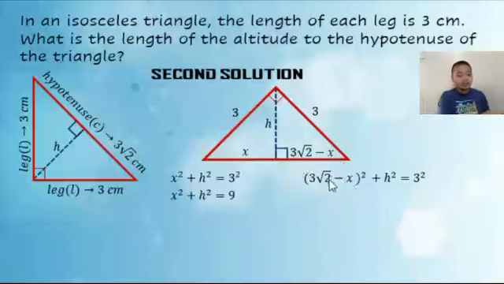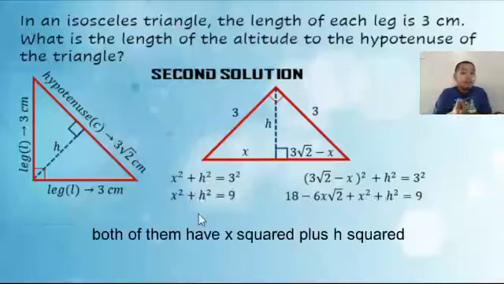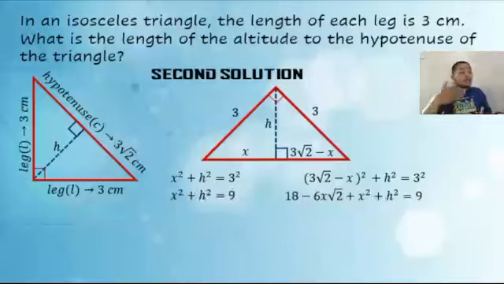So squaring this binomial, this will become 18 minus 6x squared of 2 plus x squared, and then plus h squared is equal to 9. Let us proceed here. As you can see, observing these two equations, both of them have h squared. So instead of identifying the value of h or the value of h squared, what we're going to do here is to identify the value of x squared plus h squared.